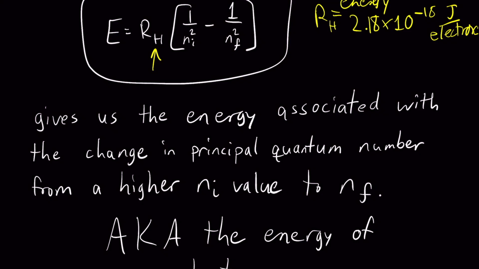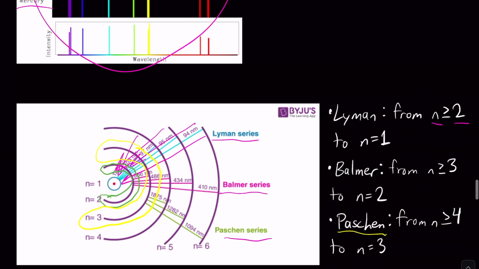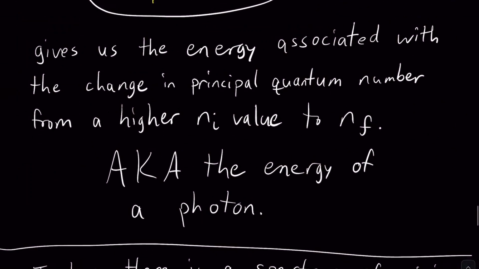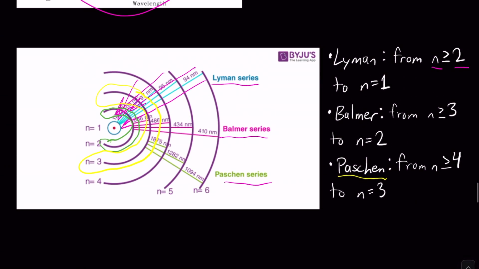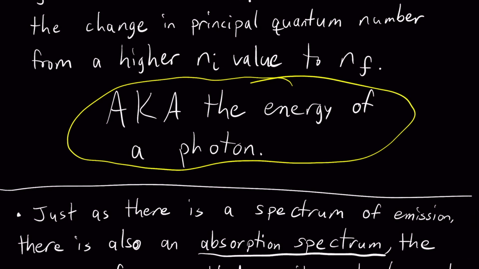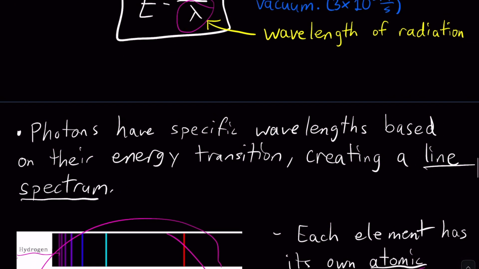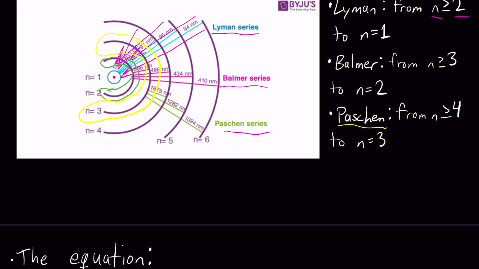This will give us the energy associated with the change in principal quantum number, which you remember was the n values, going from initial to final, right? Because we're subtracting it backwards. Usually you want to do final minus initial, but in this equation we're doing initial minus final because we want to know basically the energy of a photon. If you recall, I mentioned over here, photons give off energy when an excited state electron goes back to its ground state.